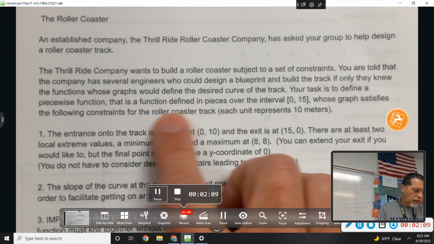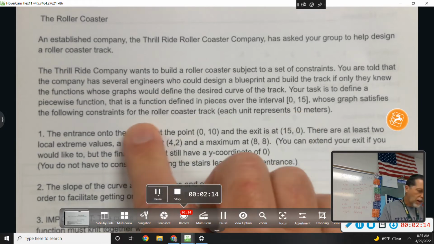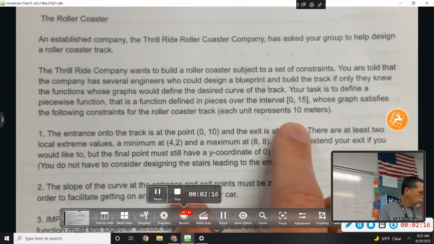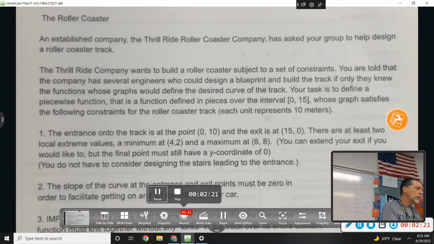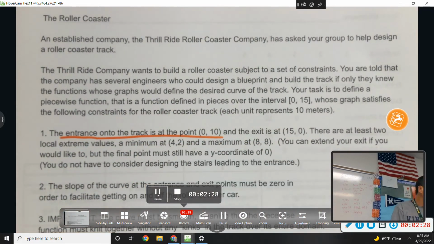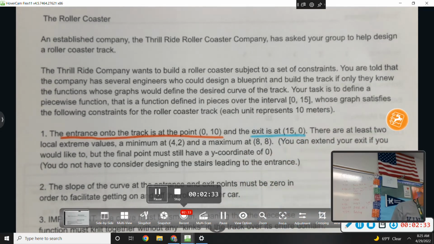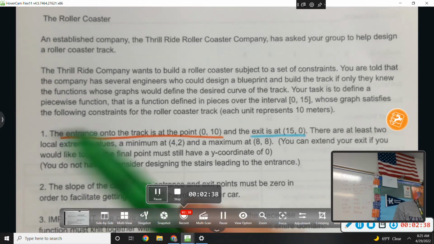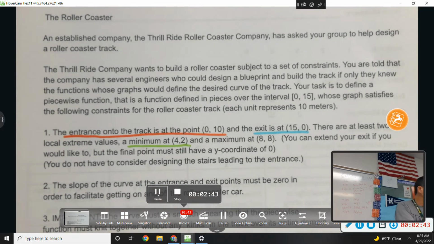That is over the interval 0 to 15, whose graph satisfies the following constraints for the roller coaster track. The entrance on the track is at 0, 10. So this is important. These are the points you have to meet. So the entrance, the starting point, is 0, 10. The exit is 15, 0. There are at least 2 local extreme values. A minimum at 4, 2, and a maximum at 8, 8.